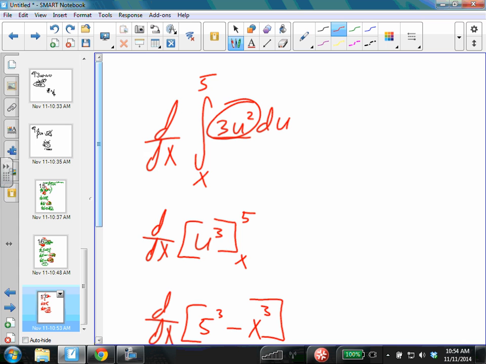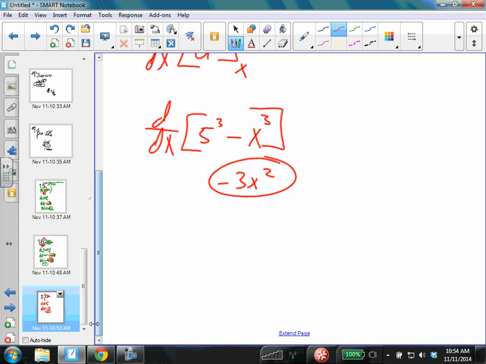Okay, well then that's a little different from this original function we had. The original function had 3u squared, and this one right here has negative 3x squared. So the variables changed, but the function turned from positive to negative. Why did it do that? Because the x was where? It was the lower bound this time, right?